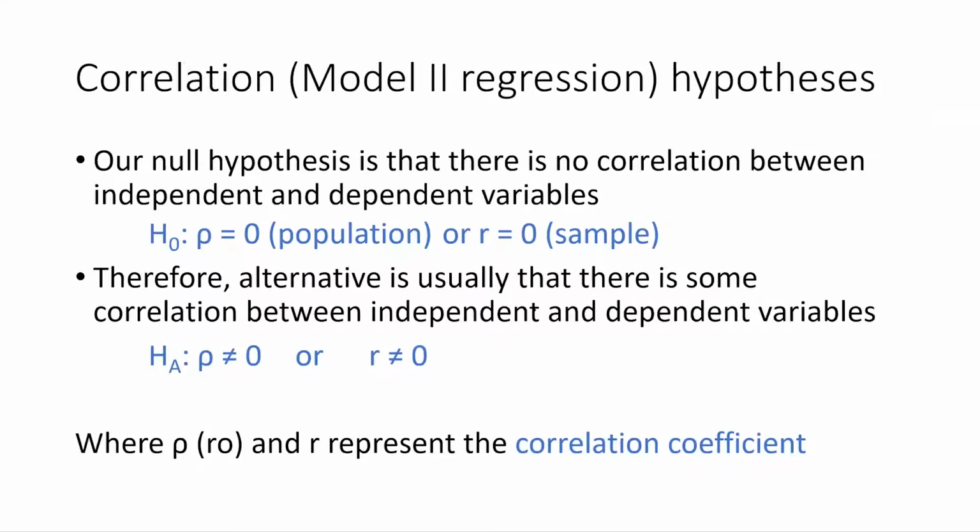When we do our correlations, our null hypothesis is simply that there is no correlation between our independent and our dependent variables. We have this kind of p-looking thing, which is rho, and r. So if our null hypothesis is that rho, or r, is equal to 0, the correlation coefficient is 0. There is no correlation between x and y. The alternative is that there is some sort of correlation between x and y, so rho, or r, does not equal 0.